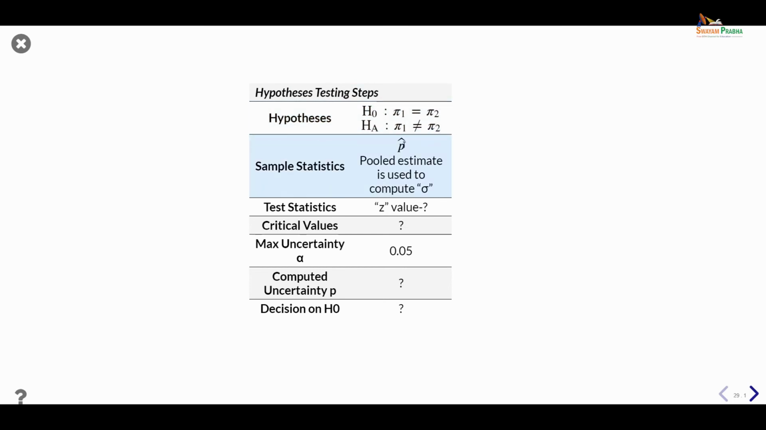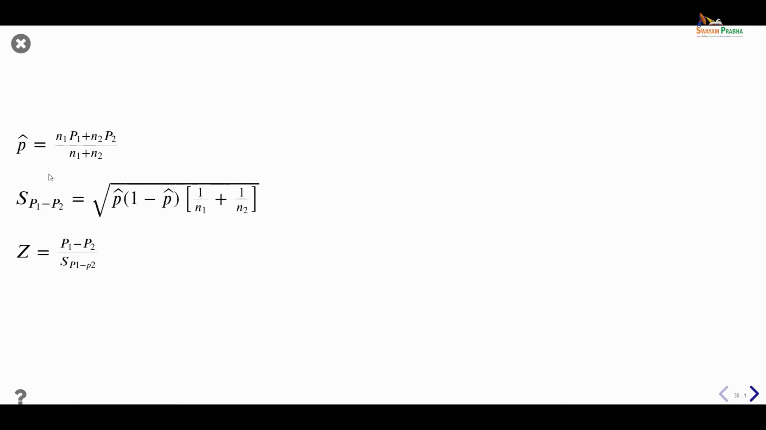Our sample statistic is going to be p hat. This p hat is a pooled estimate which is later used to compute the standard error. The test statistic is again going to be the z value because we are computing it for proportions. We need to find the critical value and the p value, and we are going to assume an alpha level of 0.05. So now this is the formula that we have.